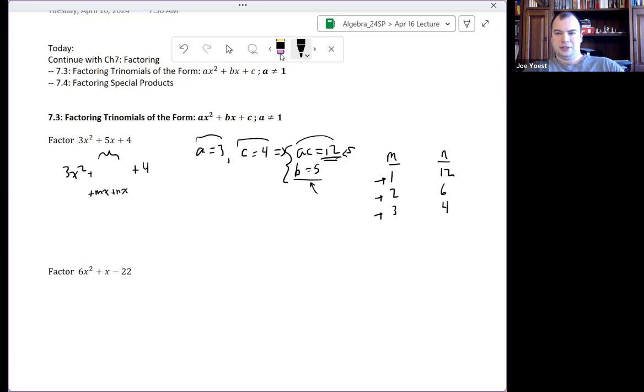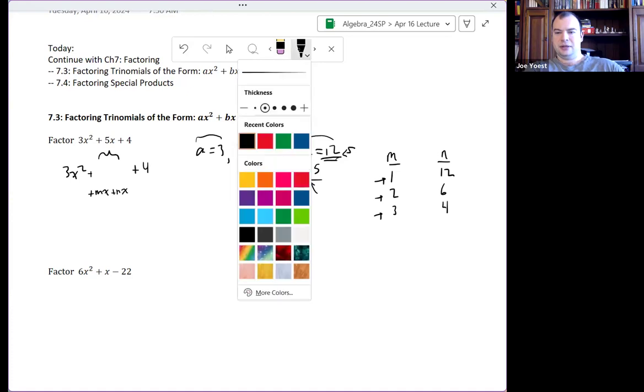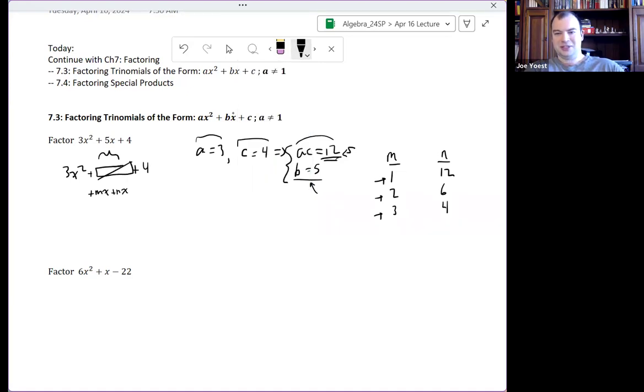So I actually noticed that I was going to write an X here, but I'll do it like this. I can't find a way to break that 5x up in such a way that I can proceed and do my factoring by grouping and get a factorization of this. It turns out that this quadratic is prime.